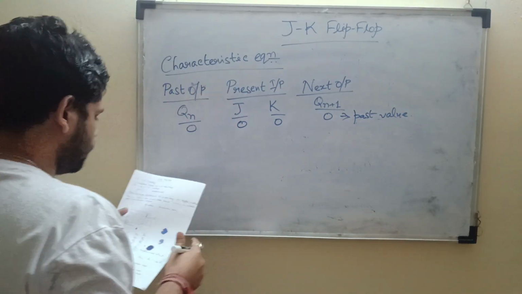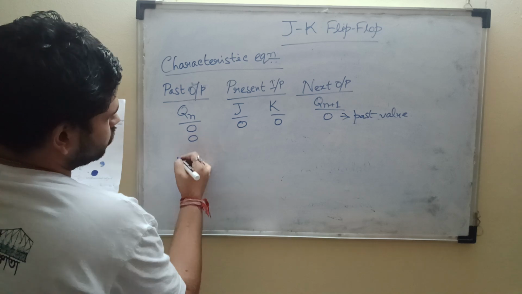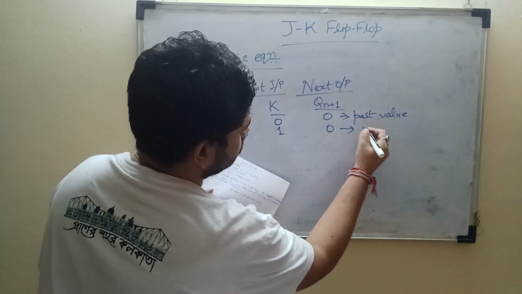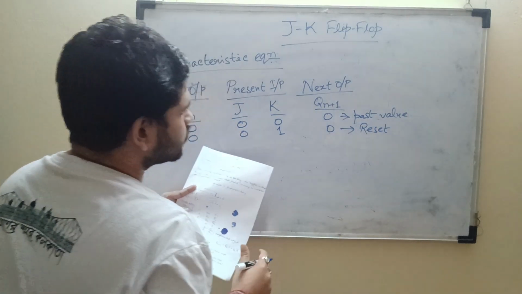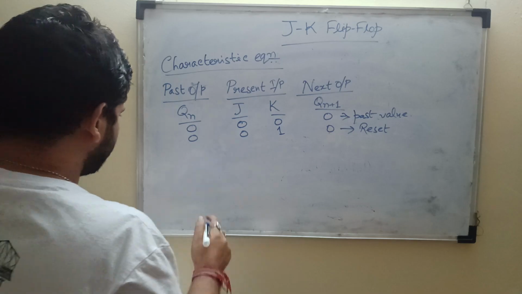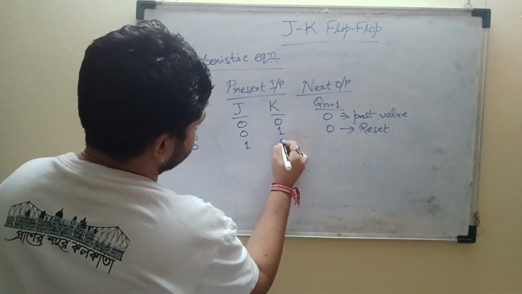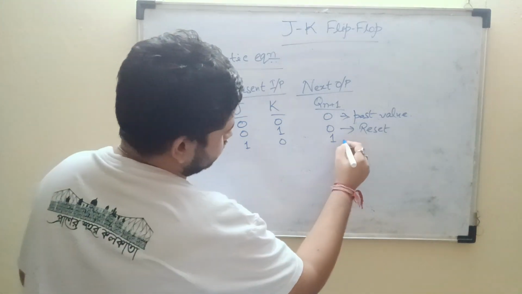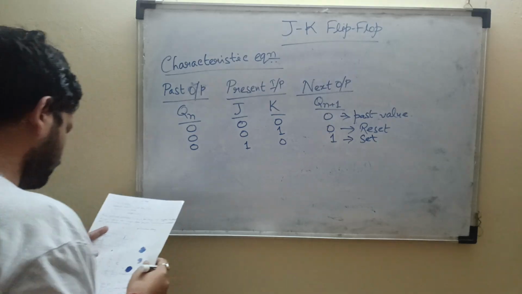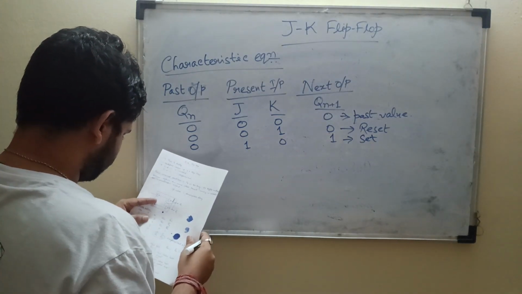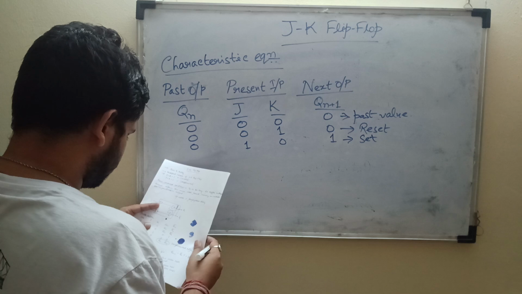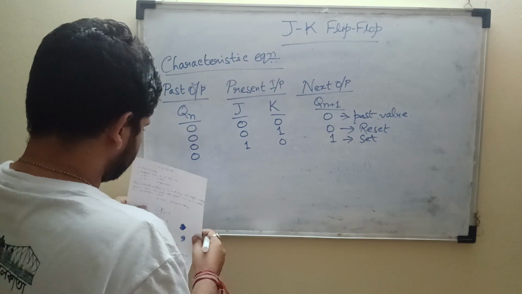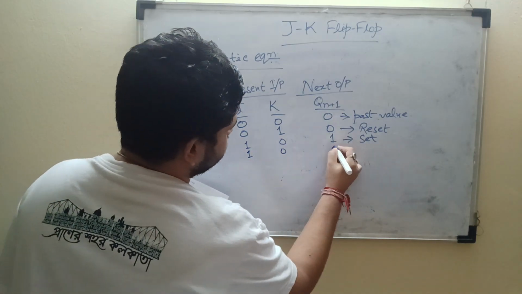When it is 0 and the inputs are 0 1, it will give 0, which becomes the reset condition. When it is 0, and the inputs are 1 and 0, it will become 1, which will be the set condition. And when the inputs are again 0 0, it will keep the past value.